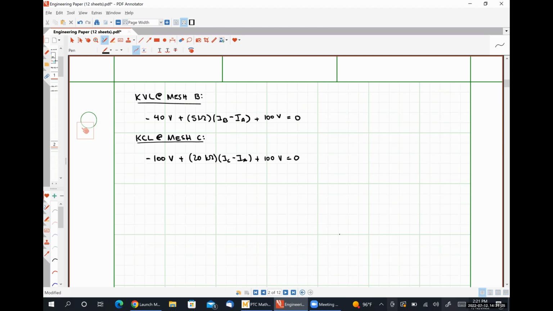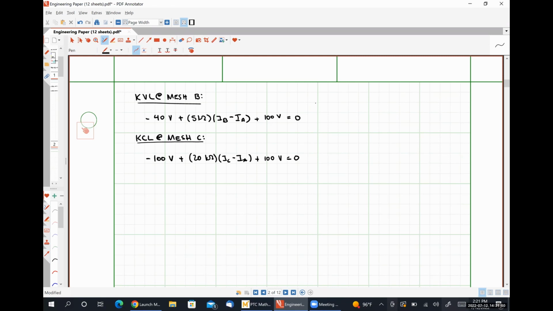For my third equation, my coefficient for IA is negative 20,000. My coefficient for IB is 0. My coefficient for IC is positive 20,000. And then my constant term is going to be 0 because I'm going to have 100 minus 100.